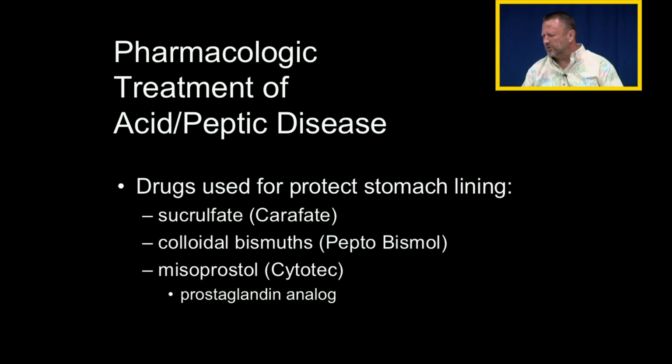Cytotec, misoprostol, is a prostaglandin, and so it can be used to increase mucus production of the stomach. However, this drug is contraindicated in pregnancy. This is a known teratogen, so we have to be very careful using this drug in women of reproductive age.